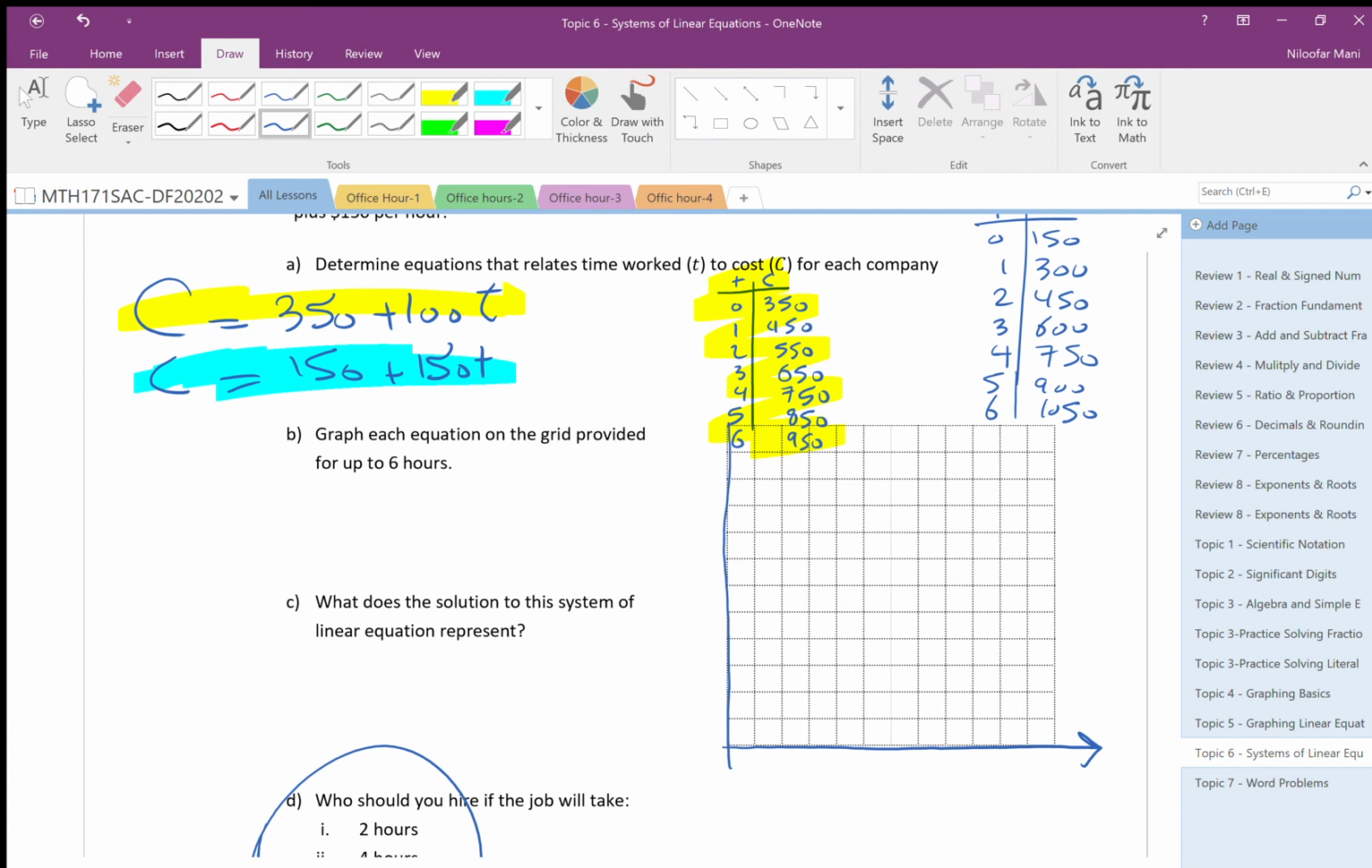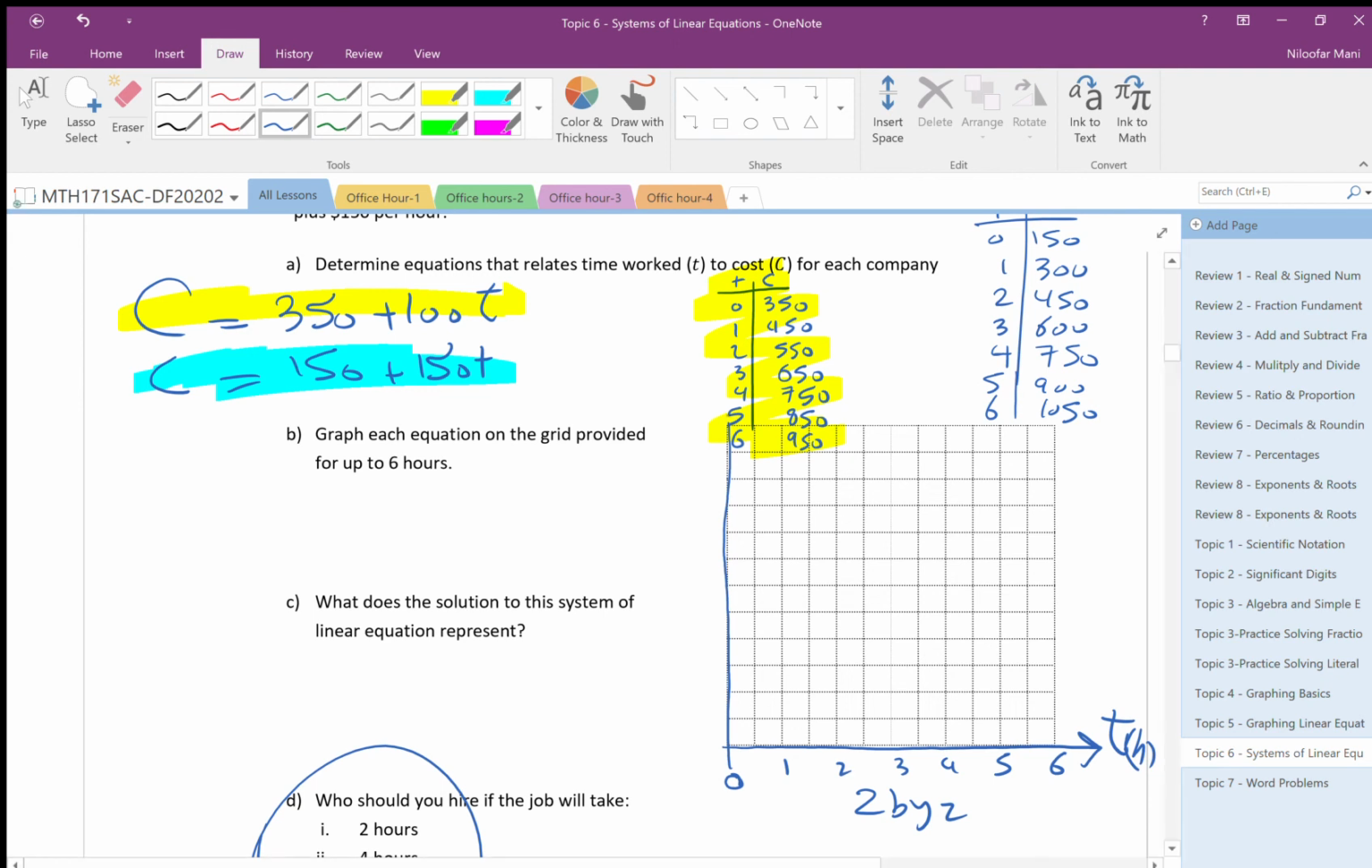Okay, so I do 0, 1, 2, 3, 4, 5 and 6. Oh, perfect. So here I can go 2 by 2, and I can write t here. Okay, time, and here I can write hour. Okay, so hour, you can have a title.